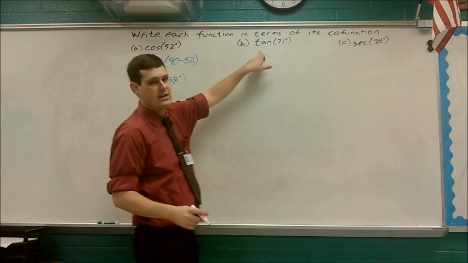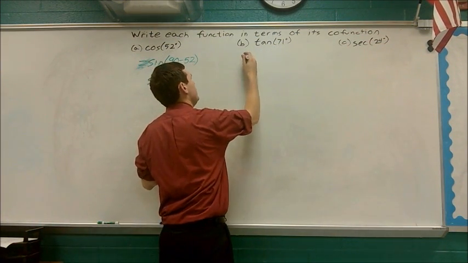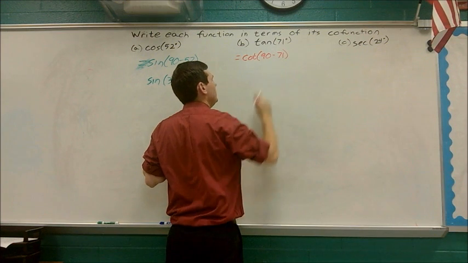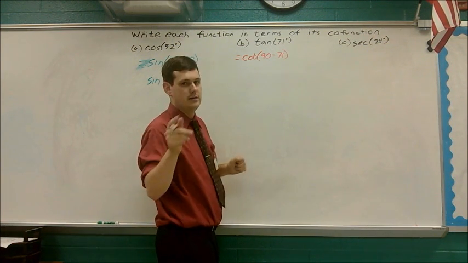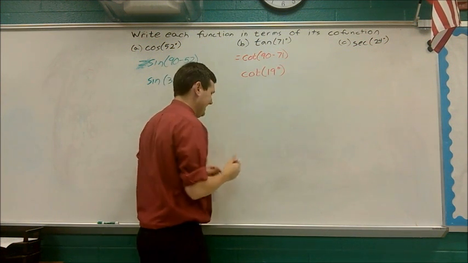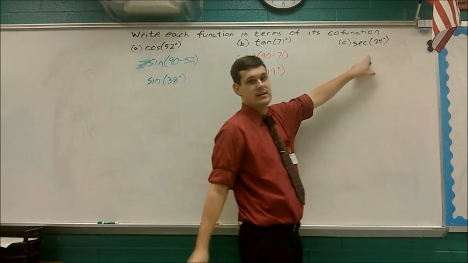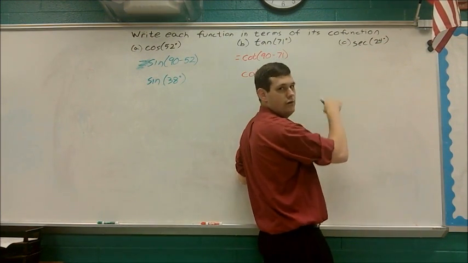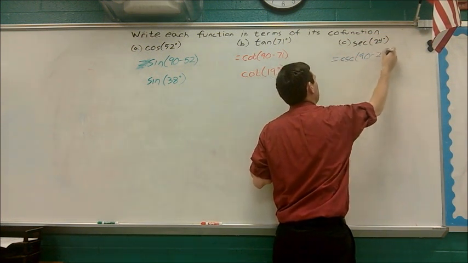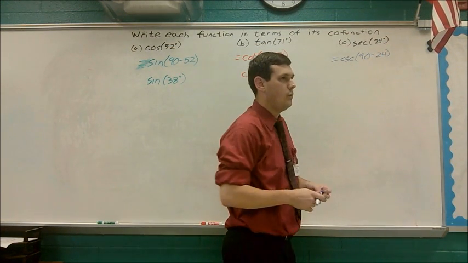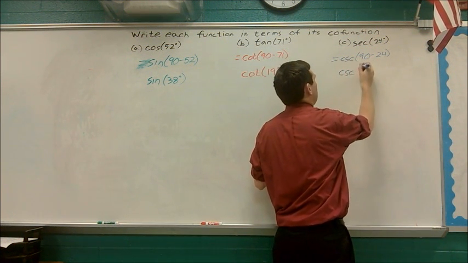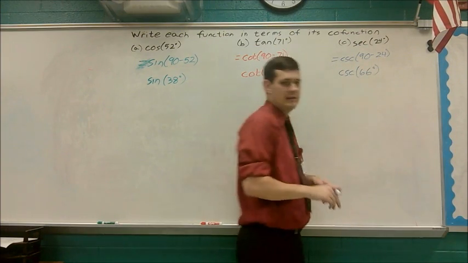Fly through the other ones too. Tangent's cofunction is cotangent. So that means cotangent of 90 minus 71. 90 minus 71 is 19. So that is the cotangent of 19 degrees. Done. Last but not least, secant 24. Secant's cofunction is cosecant. So that equals cosecant of 90 minus 24. 90 minus 24 is 66. So that equals the cosecant of 66 degrees. I told you they were the easy ones.